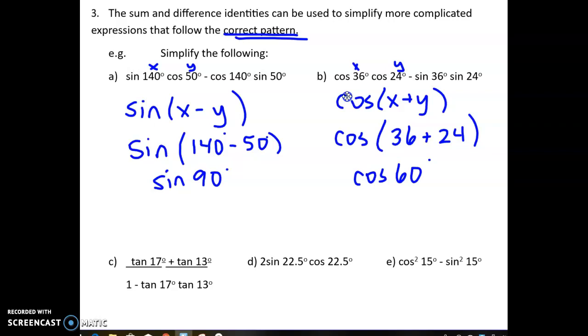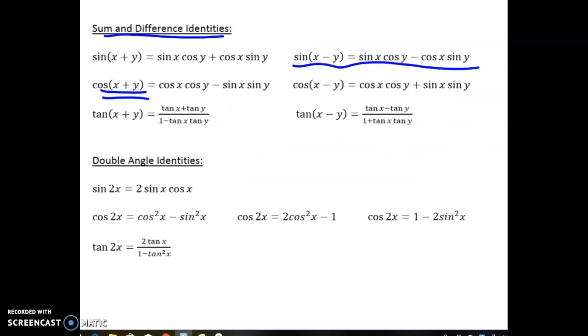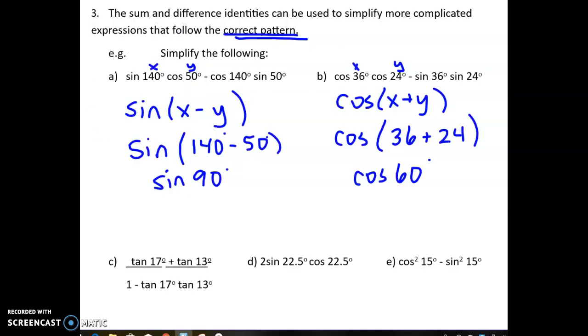Let's try C. Tan 17 plus tan 13, over 1 minus tan 17 tan 13. Right, so that's tan of x plus y. So go back to this question.